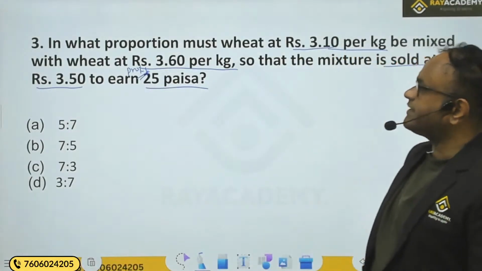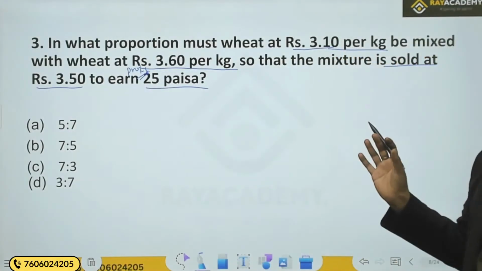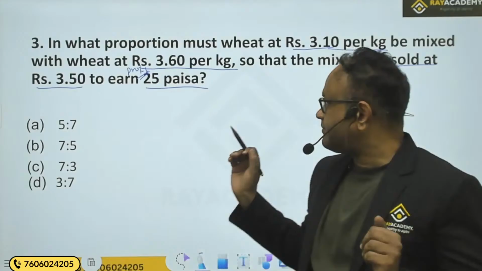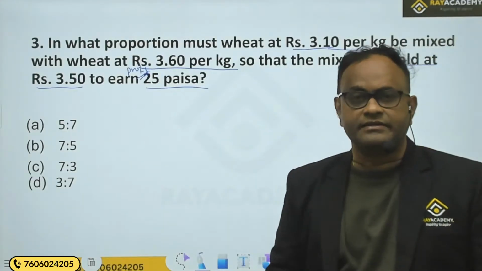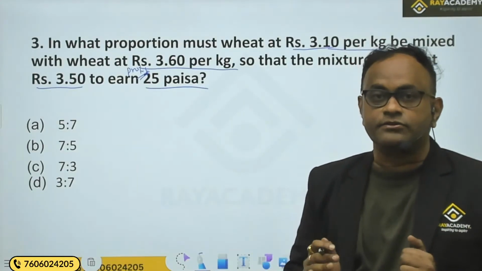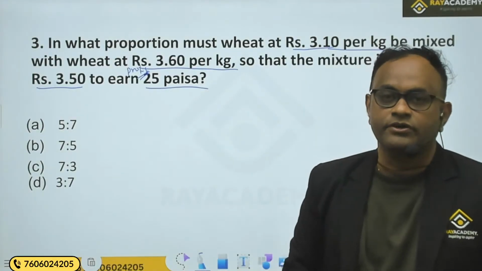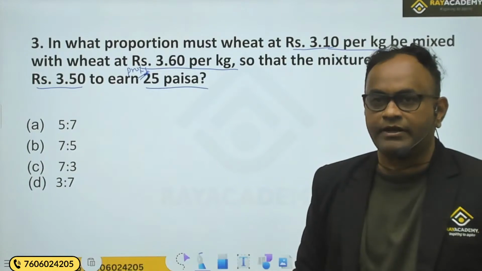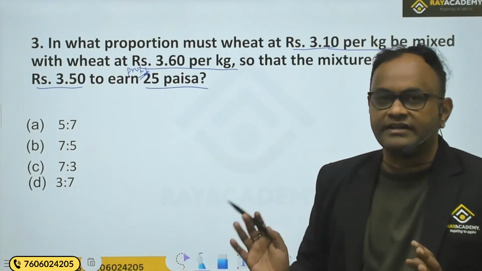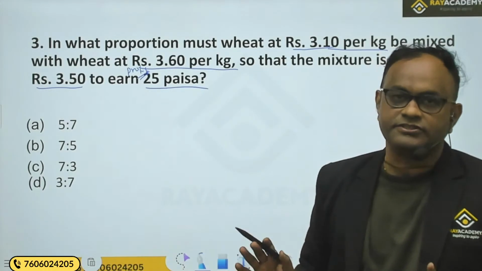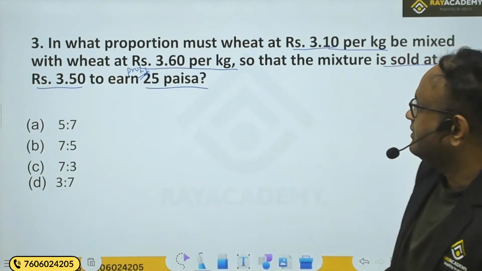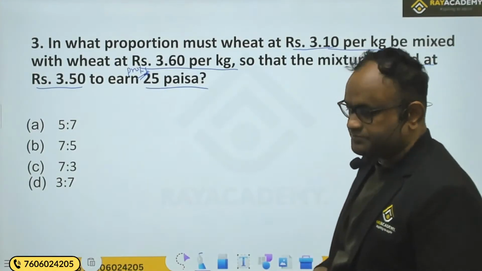Okay, this is a bit different question. The two varieties of wheat are given. Okay, they are mixed together. You will get some average price, but I will sell it with 25 paisa more profit on the selling price. So if I subtract this 25 paisa from the selling price, then I can get the average price, or the cost price of the mixture. Okay, now let us first do that.